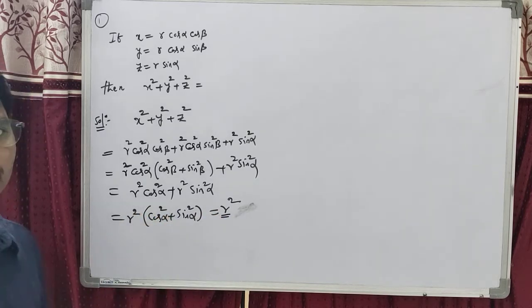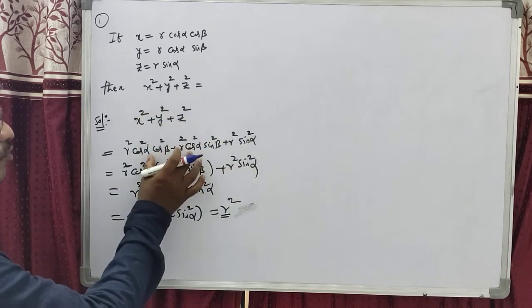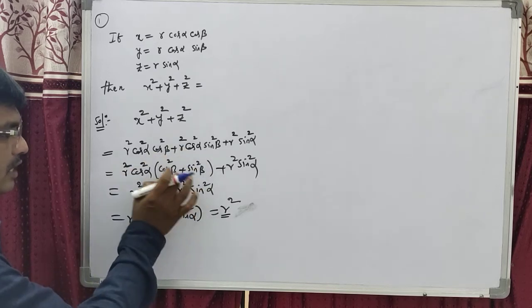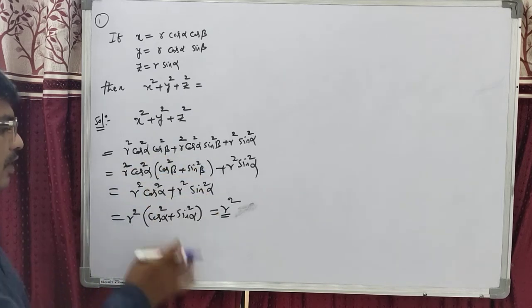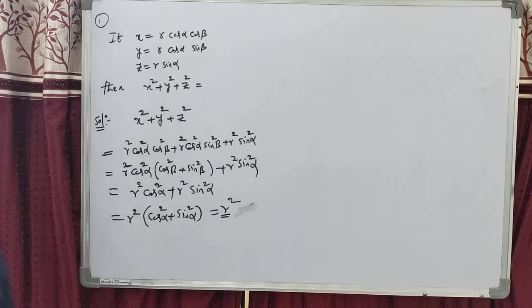Okay, students, how to complete this one? First, x square plus y square plus z square. We take r square cos square alpha common in the first two terms, then it will be 1. After taking the common factor r square, it will be 1. Therefore, r square is the answer.